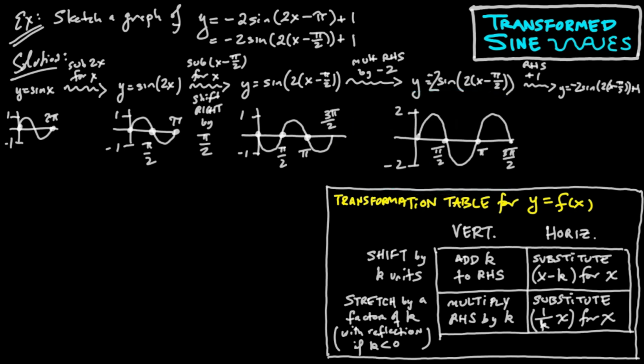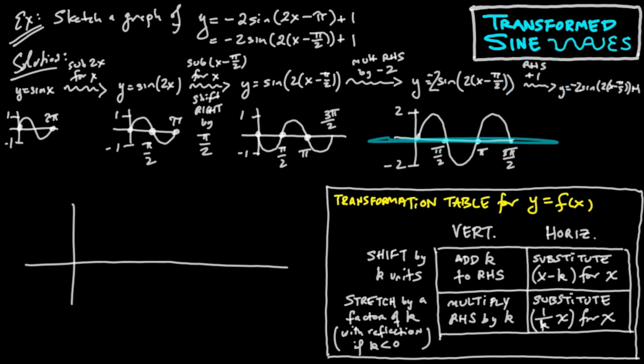Okay, and then what's the last thing we do? We add 1 to the right-hand side. Of course, we know what that does. We're just moving everything up by 1 unit. So that is an upwards shift by 1. So rather than drawing another sketch here, I'm going to go ahead and put the final product down here. Everything is moving up by 1 unit.